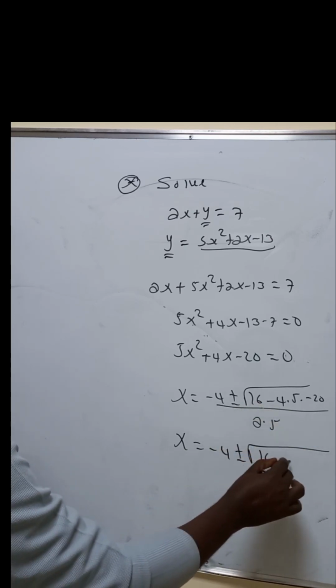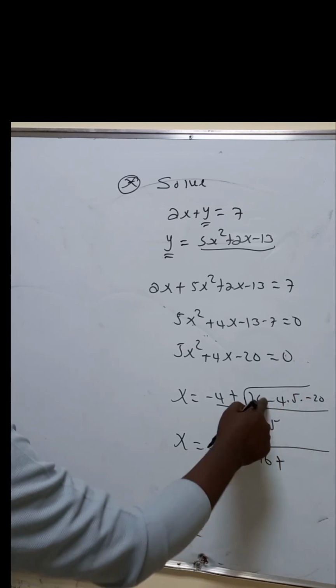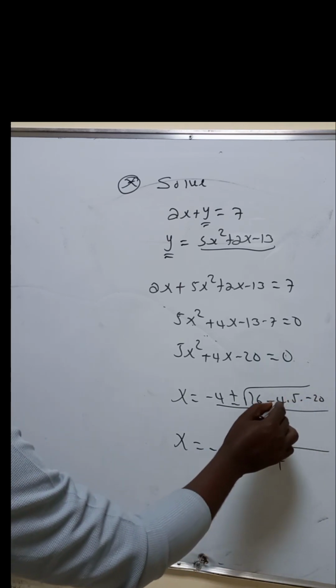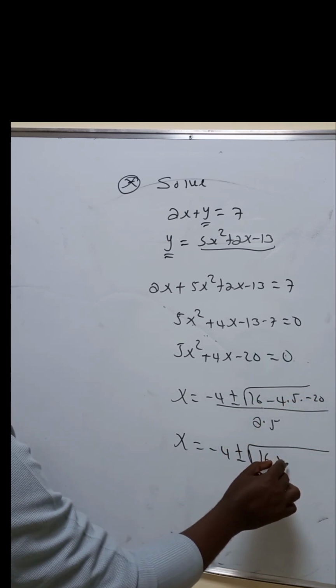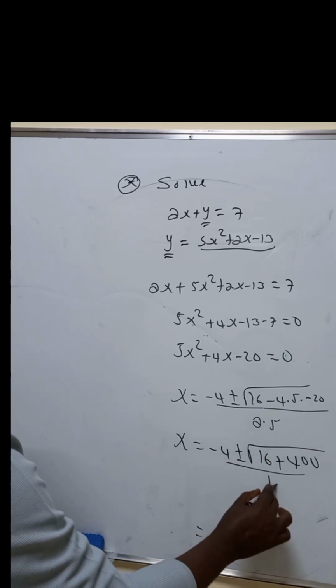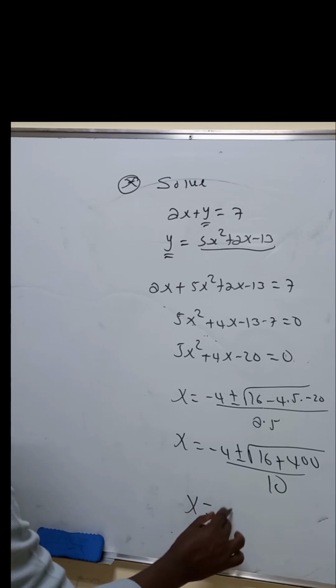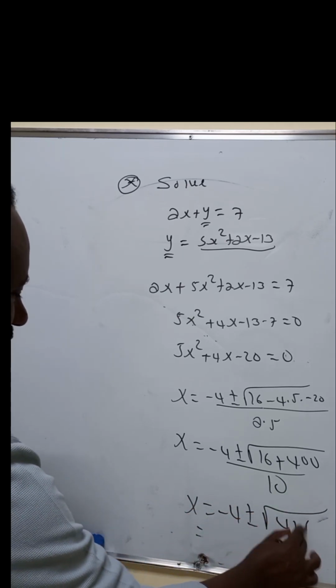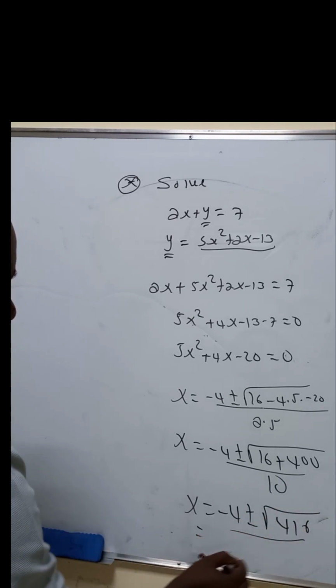Then x is going to be minus 4 plus or minus the square root of 16 minus, this is plus, because negative times negative, 20 times 20 is 400, so 16 plus 400, over 10. So x is going to be negative 4 plus or minus the square root of 416 over 10.